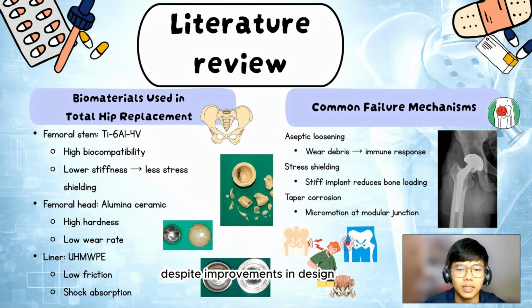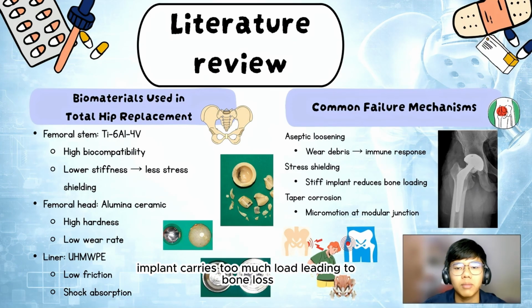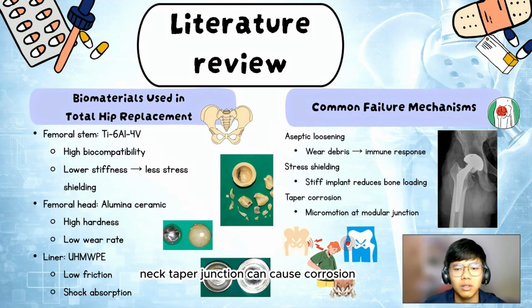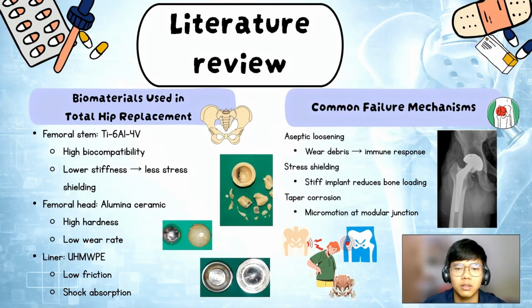Despite improvements in design, three major failure mechanisms are still commonly reported. The most common is aseptic loosening, which occurs when polyethylene wear particles trigger bone resorption. Stress shielding happens when a stiff implant carries too much load, leading to bone loss around the implant. Finally, micro motion at the head-neck taper junction can cause corrosion and adverse local tissue reaction. These failure mechanisms strongly influence our design considerations in AutoCAD, especially in terms of geometry, dimension, and component fit.